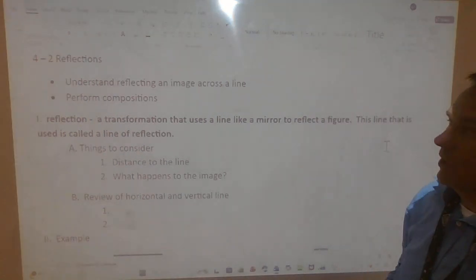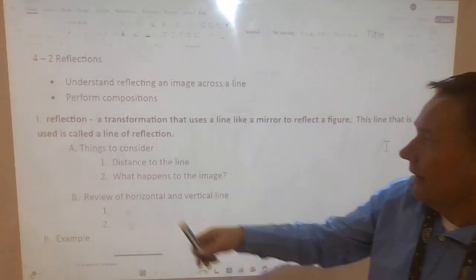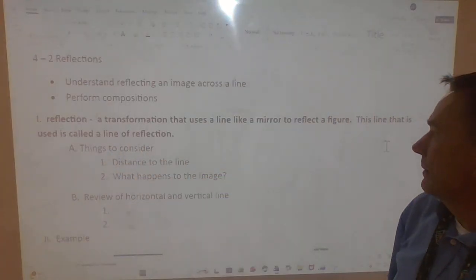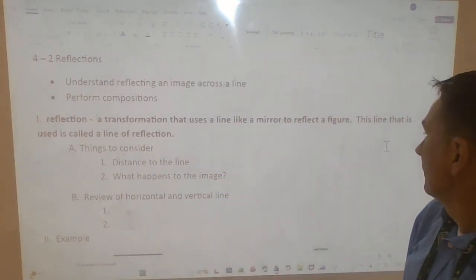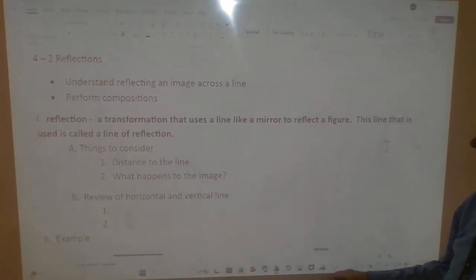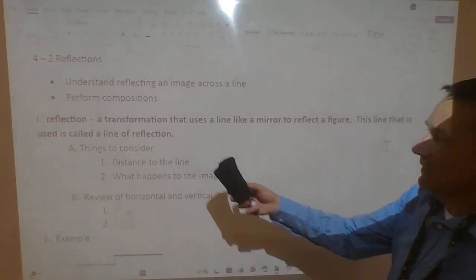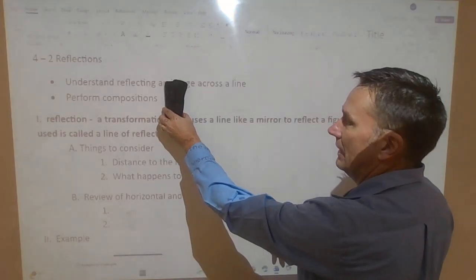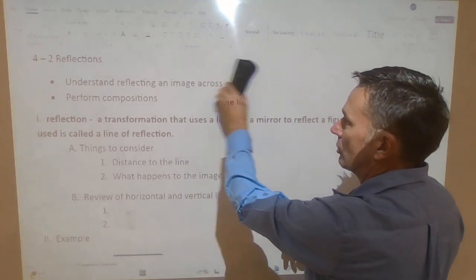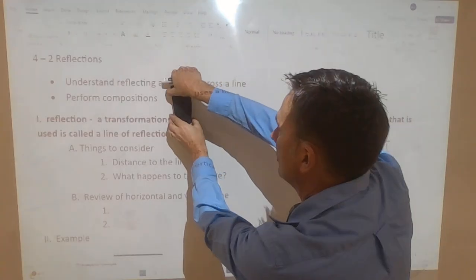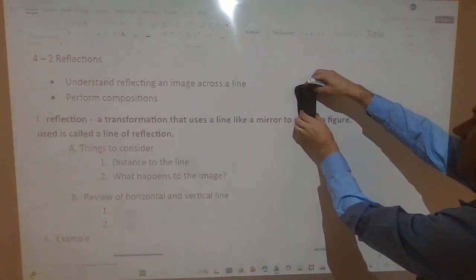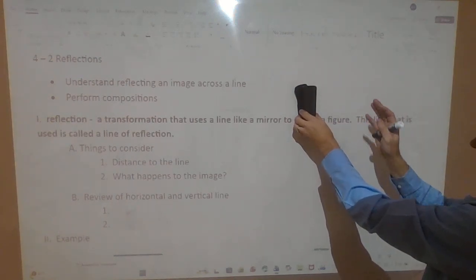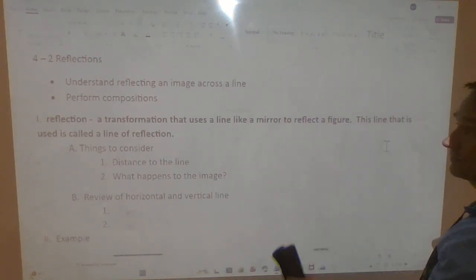So this is a lesson on reflections. A reflection is a transformation that uses a line like a mirror to reflect a figure. This line that we use is called a line of reflection. So for instance, if we're taking this eraser right here, instead of gliding across or moving across, it's actually going to reflect, or flip over, and come like this. So it's going to be an inverted figure, just like we see in a mirror.